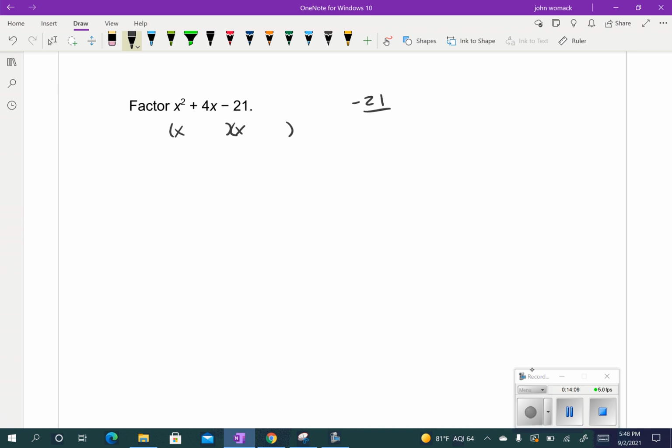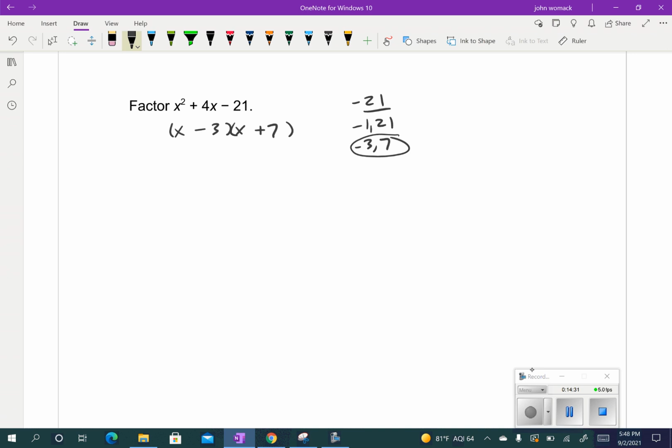So I'm just going to start with 1, do negative 1 and 21. 2 doesn't go into it. Negative 3 and 7. 4 doesn't. 5 doesn't. 6 doesn't. I'm already back to 7. Okay, I want the one that adds up to be a positive 4. Well, this time negative 3 plus 7, that adds up to be a positive 4. So I've got it. So this is just x minus 3 and x plus 7.